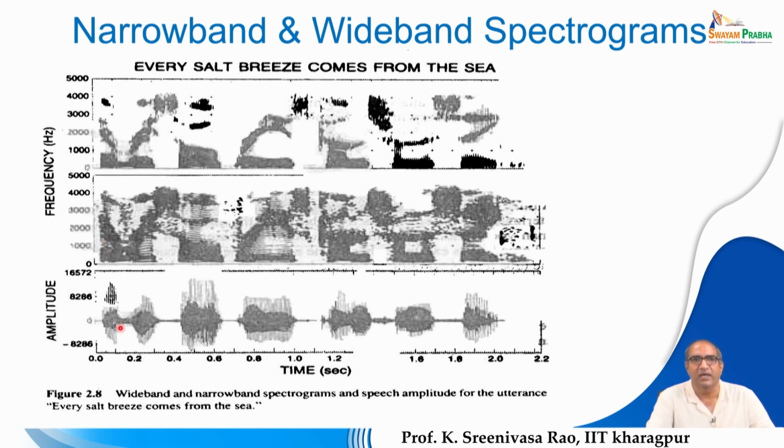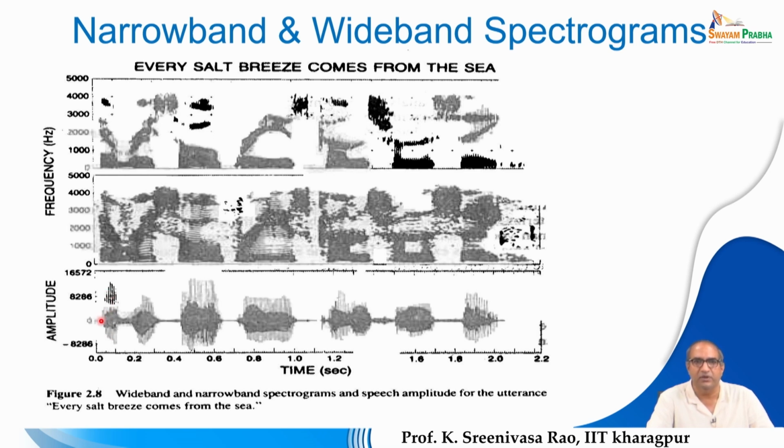Now if you look at this time domain signal, at the beginning you have "Every salt breeze comes from the sea." The first sound unit of this particular speech utterance is A. It's a vowel, so it's a voiced sound, and you can see that it corresponds to higher amplitude and periodicity.